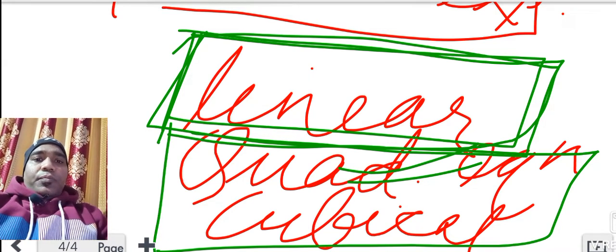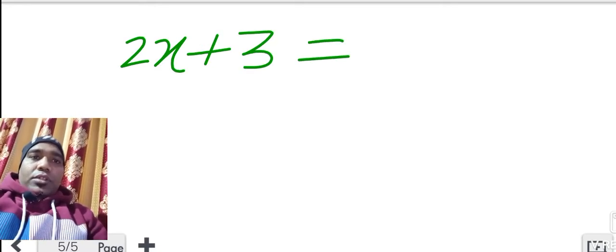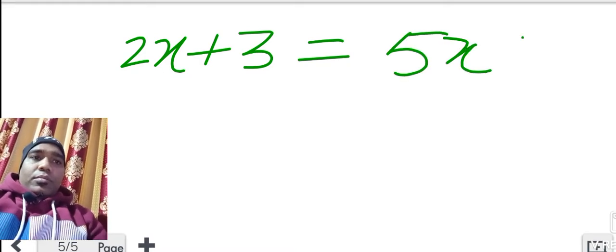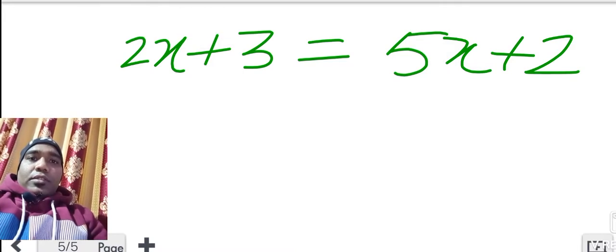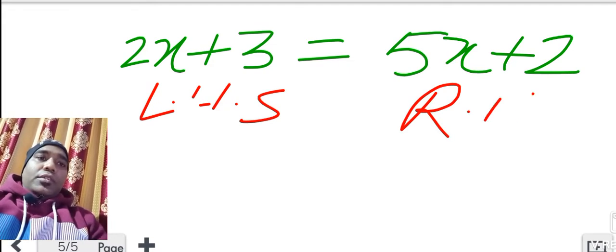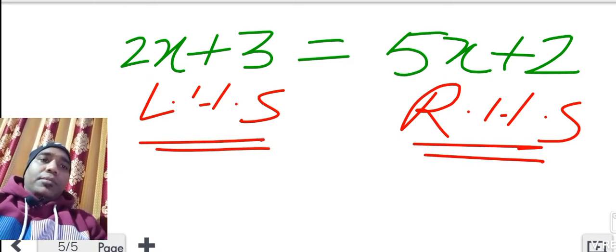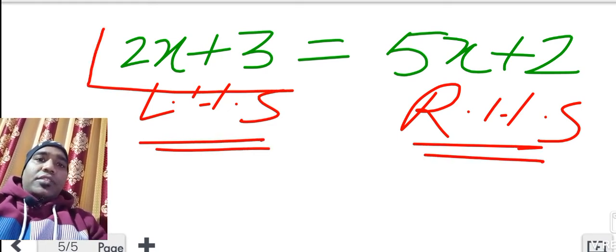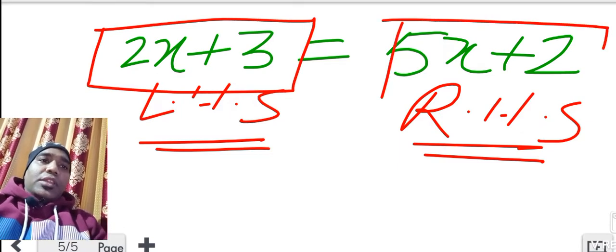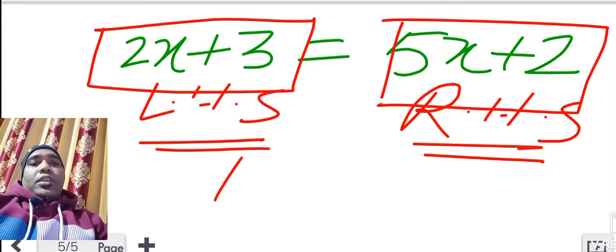Now I'll take one algebraic equation: 2x plus 3 is equal to 5x plus 2. This side is LHS, and this side after the equal to sign is RHS. So both sides are equal: the algebraic expression in LHS and the algebraic expression in RHS are equal. Then they are called an equation.